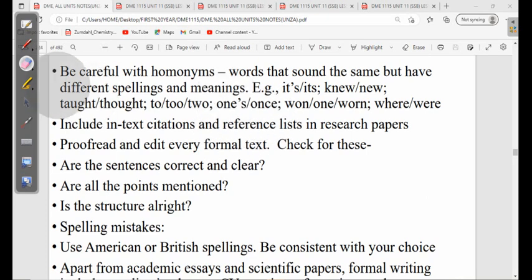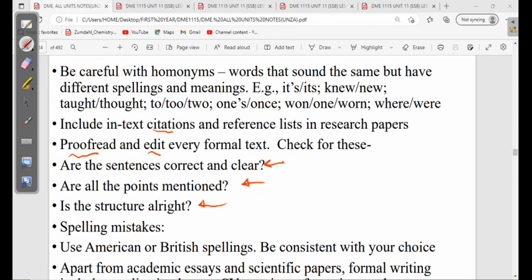And also proofread and edit every formal text. So you need to make sure that you check if the sentences are correct and clear. You need to make sure that the points which are necessary are all mentioned, that you've not left anything. And you need to make sure that the structure that you've used is all right, and the spellings have no mistakes. And make sure that when you are using American English, stick to American English. When you are using British spelling, stick to those.